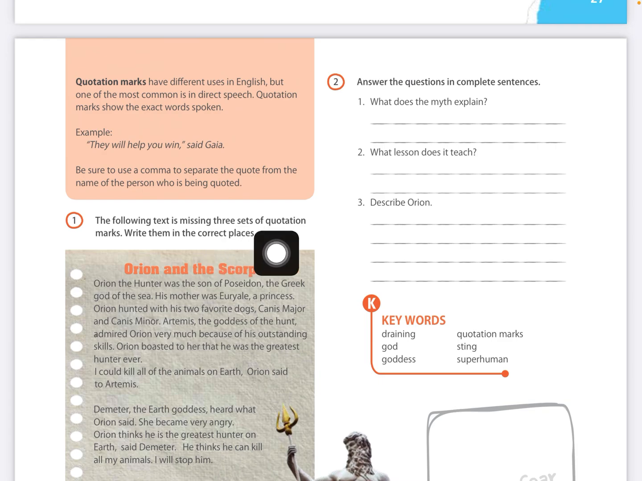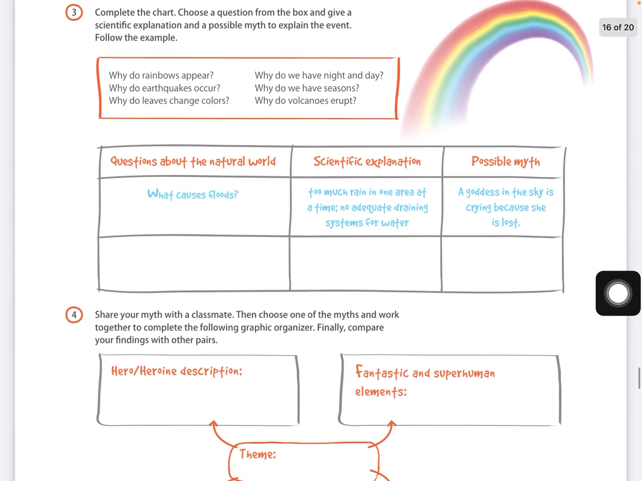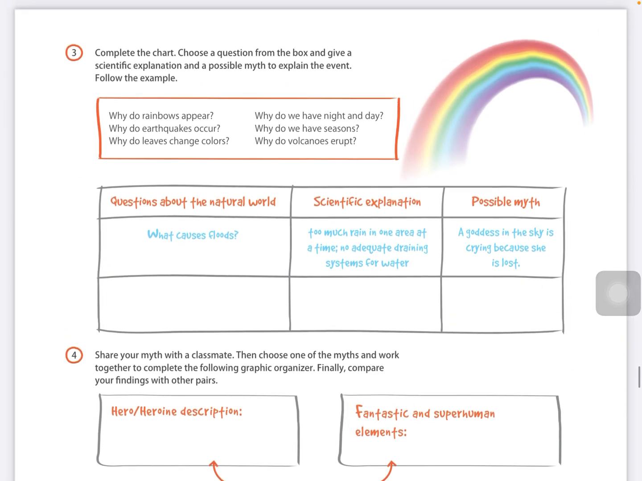There are 3 sets of quotation marks missing. Good, and then you go to point number 2. Answer the questions in complete sentences. So you are going to tell me what the myth explains, this myth, and what lessons it teaches, and describe Orion. Good. Then you go to point number 3 on page 29 and complete the chart.